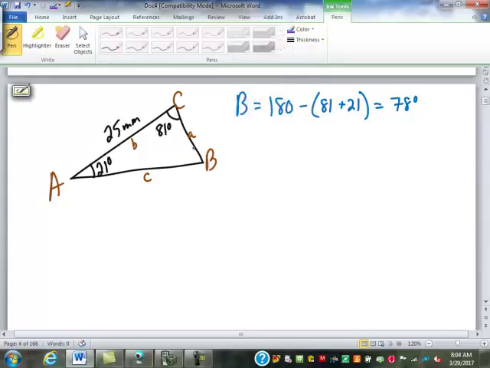So once we know that this is 78 degrees, now we do have a side and its opposite angle. So what's going to be our ratio that we start off with here? Sine 25 over the sine of 78 degrees. And now we can pick one. Let's say I want to find side A next.